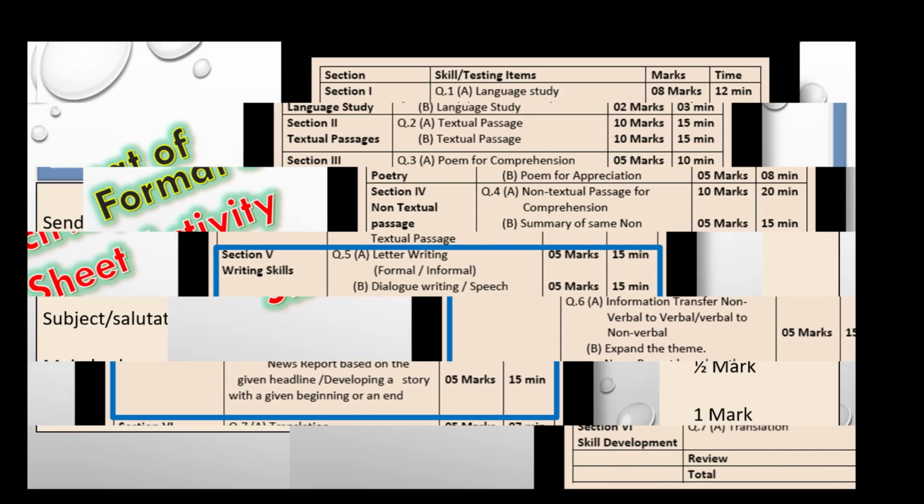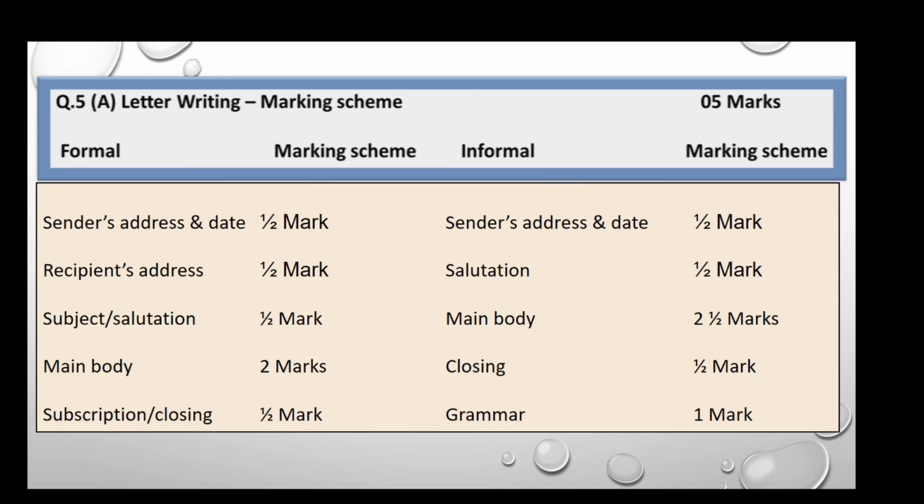The following points should be considered while writing a letter. Informal letter: sender's address and date for half mark, recipient's address for half mark, subject or salutation for half mark, main body of the letter for 2 marks, and subscription or closing for half mark. And in informal letter, marking scheme is sender's address and date for half mark, salutation for half mark, main body 2.5 marks, closing half mark, and for grammar 1 mark.